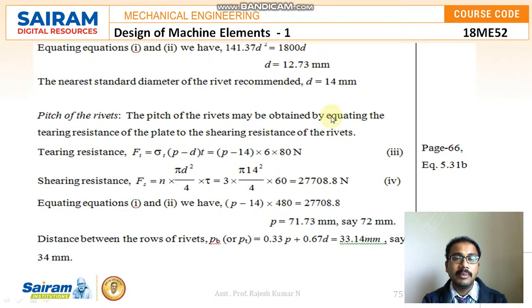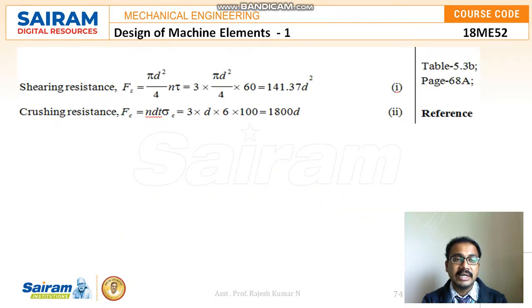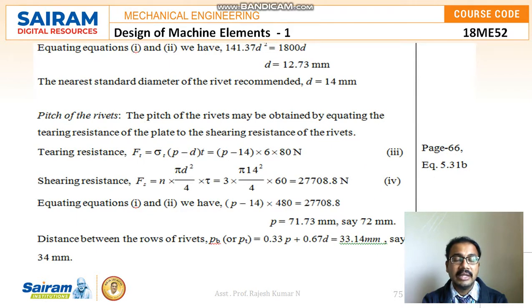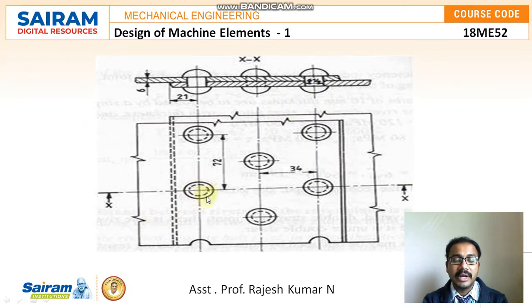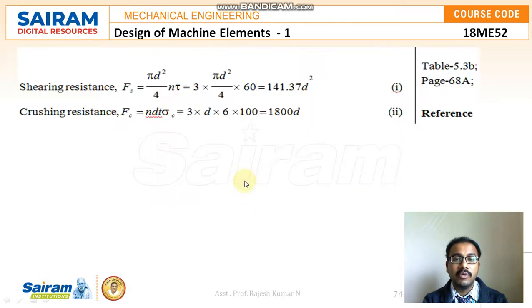Since I have to equate both the crushing resistance and the shearing resistance as per the concept, because the thickness is less than 8 mm, I will be equating these. From this I find d equal to 12.73 mm. From the design data handbook, I find the nearest standard recommended diameter of the rivet, D equal to 14 mm. So now you can write that the diameter of the rivet is equal to 14 mm.